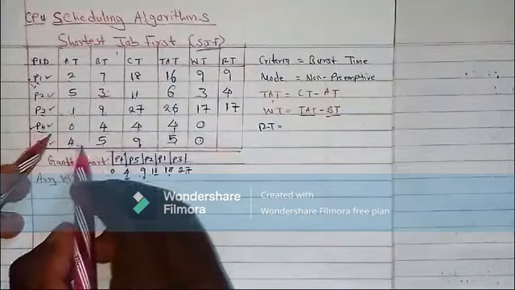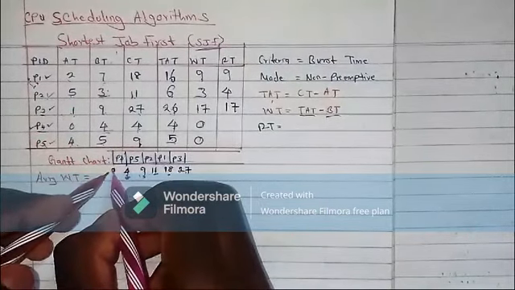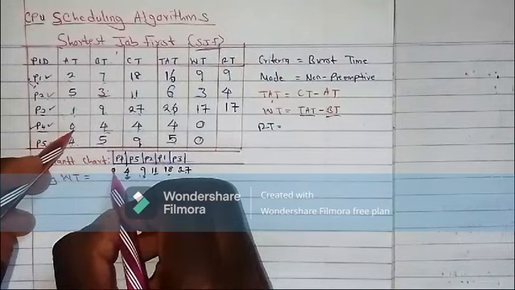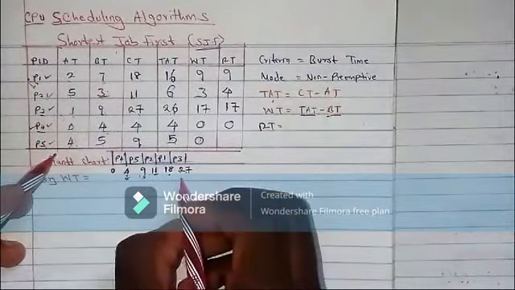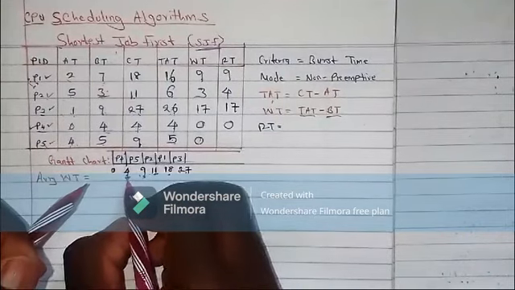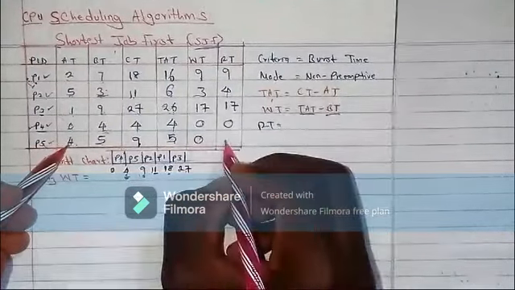And then P4 was allocated to the CPU at time 0, and also arrived at time 0. So 0 minus 0, obviously is 0 there. And then P5, the last one, was allocated to the CPU at time 4. Time 4 minus 4, you get response time of P5 is 0.